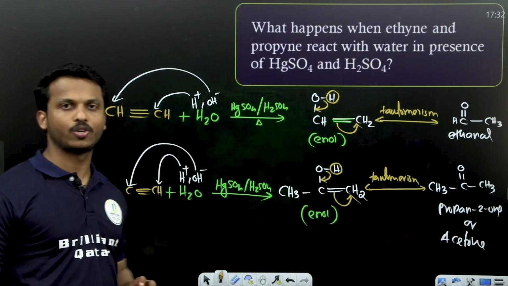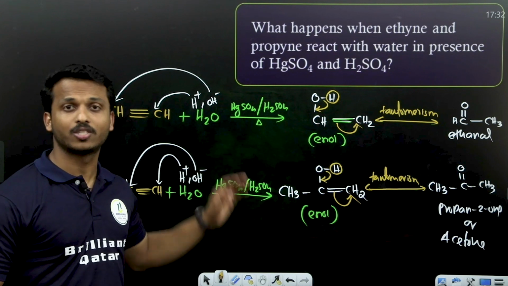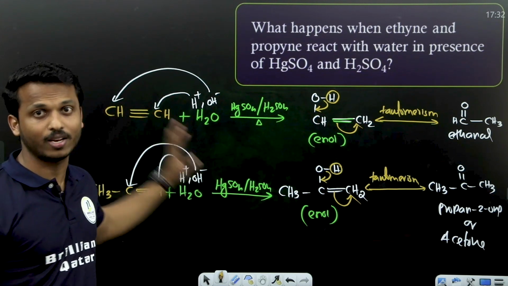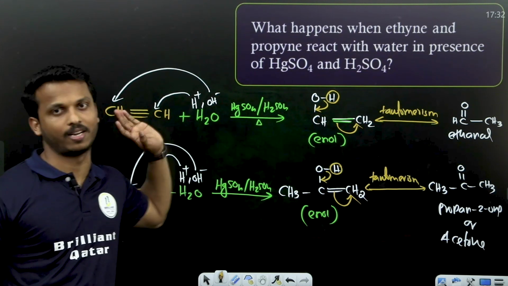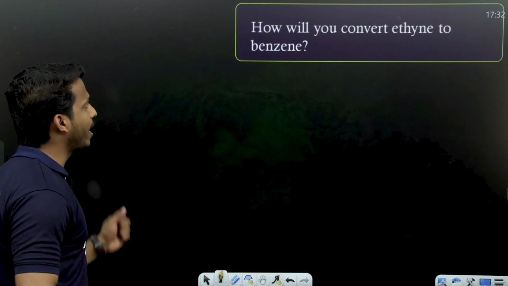This aldehyde or ketone from enol is called the tautomerism part. It's very important. It's only in which one? Alkyne. Okay, alkyne with the water, with the mercuric sulfate. Clear all? Practice again. Now, how will you convert ethyne to benzene?